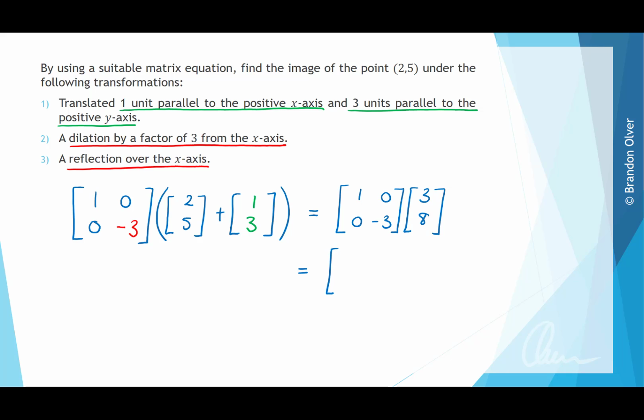So when we do our multiplication, we take the first row and multiply it by the first column. So we're going to have 1 multiplied by 3 plus 0 times 8. And then we take the second row of the first matrix and multiply it by the first column of the next matrix. So we're going to have 0 times 3 plus negative 3 times 8. And then if we evaluate that, we find that we have 3 plus 0 is 3, and then we have 0 minus 24 gives minus 24. So this means that the image point has the coordinates (3, -24).